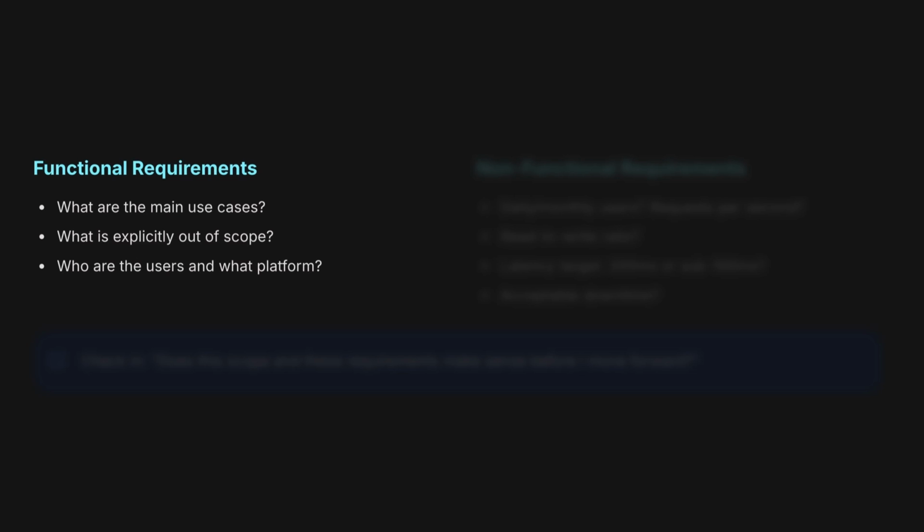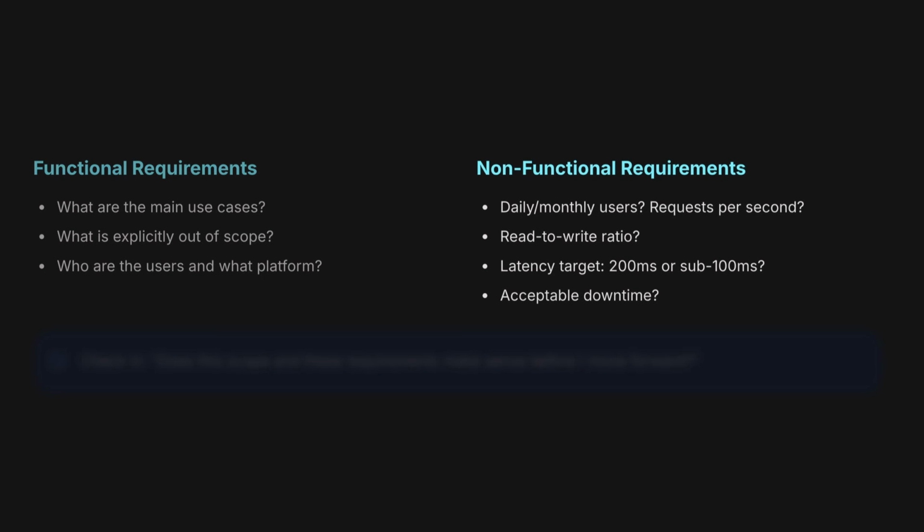The goal here is to see what are the main use cases we are focusing on and what we leave out of scope, and it also helps to clarify who the users are and what type of platform we are building. Then you also focus on non-functional requirements, which answer what the constraints for this system are. For example, how many daily or monthly active users you will have, and what the read to write ratio is. You would clarify the latency requirements and also what the acceptable downtime is, which refers to the availability of the system, before moving on to the next stage.